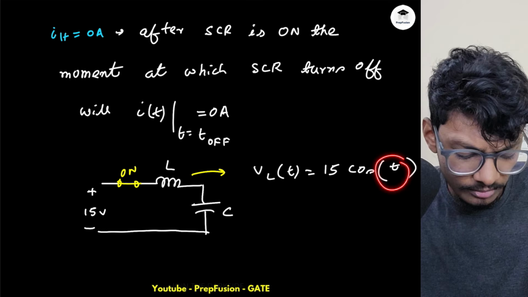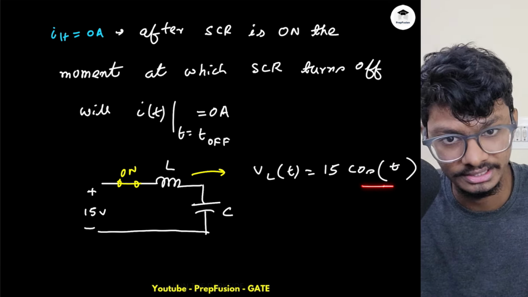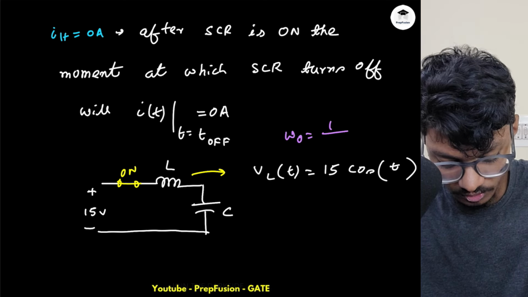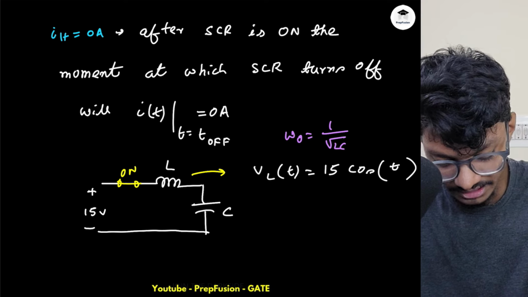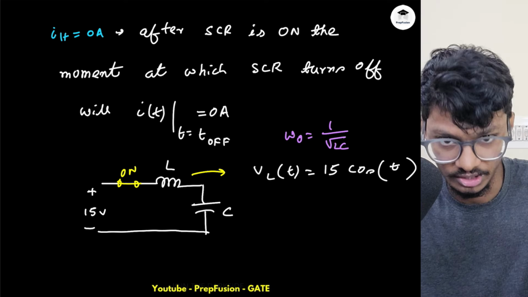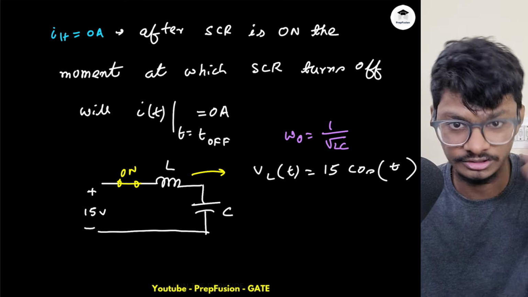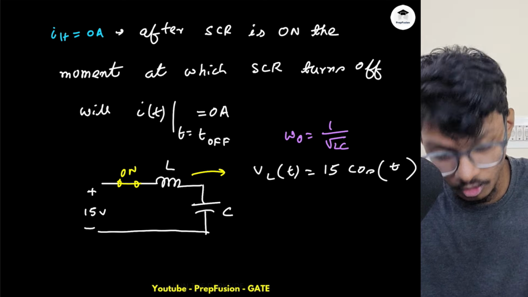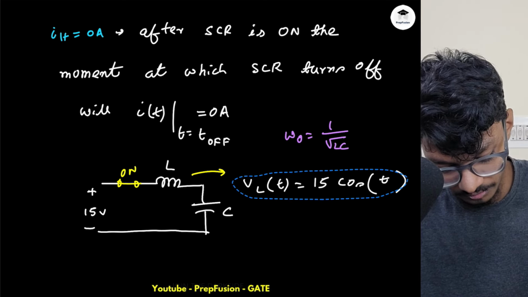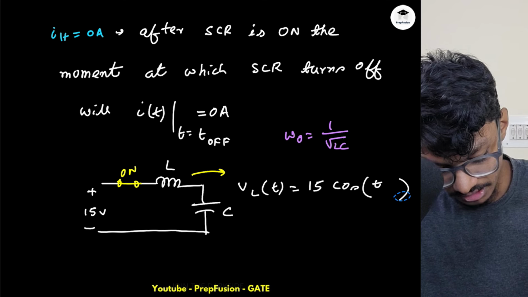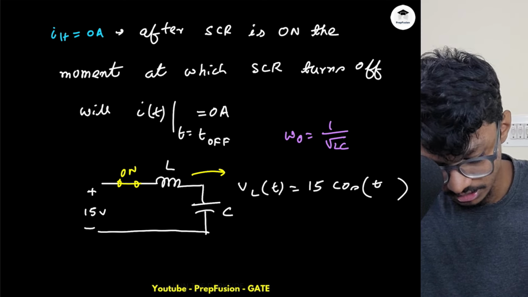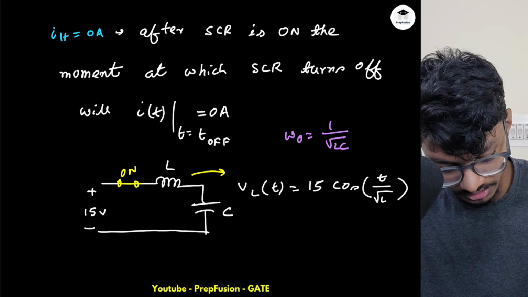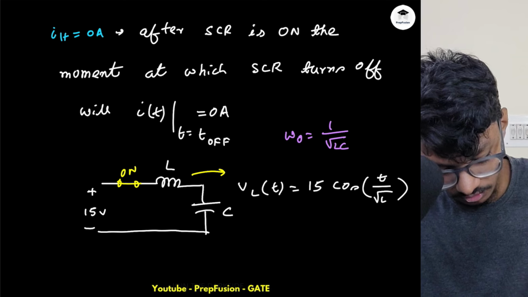This will be some cos omega t, and what will be omega? We know that for a simple LC, omega naught is 1 by under root LC. This we have studied, it is just bread and butter for us, but I will prove it with Laplace. But if you are solving with intuition, there are a few things you should know previously as well. So this will be cos omega naught t, and omega naught is 1 by under root LC, so this will be t by under root LC. Solving with intuition takes less time, but you need to know more things here.